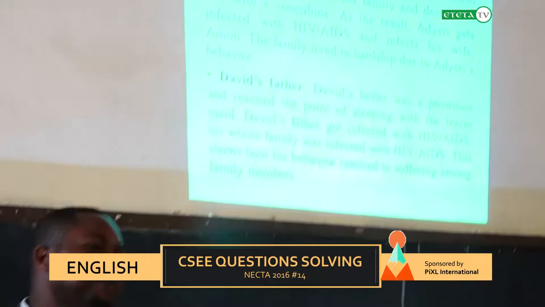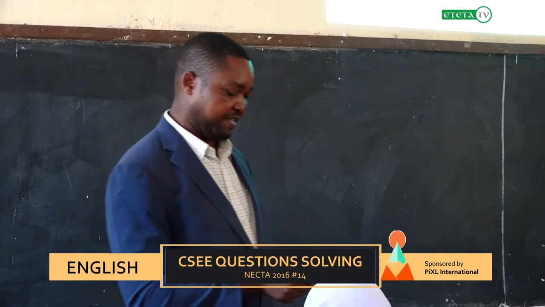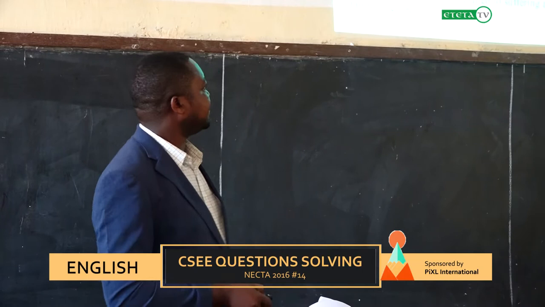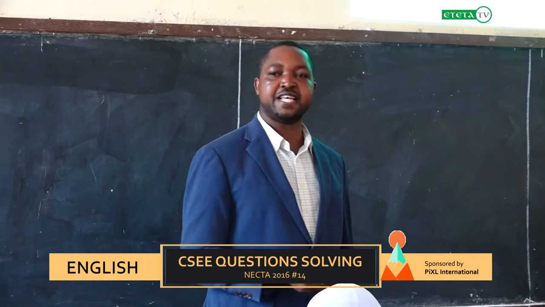Okay? Yes. From the ill behavior of a certain person, it can be suffering to other community members. And so this shows how his behavior resulted in suffering among the family members. How many characters have we so far discussed? Two characters, Adia and David's father. All of them showed elements of bad behavior.